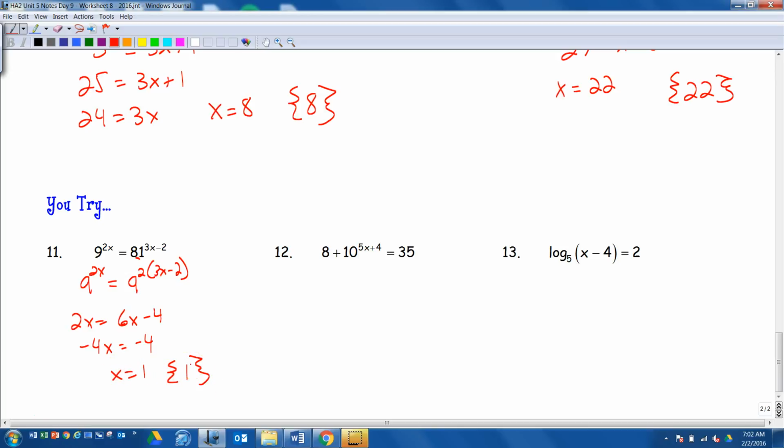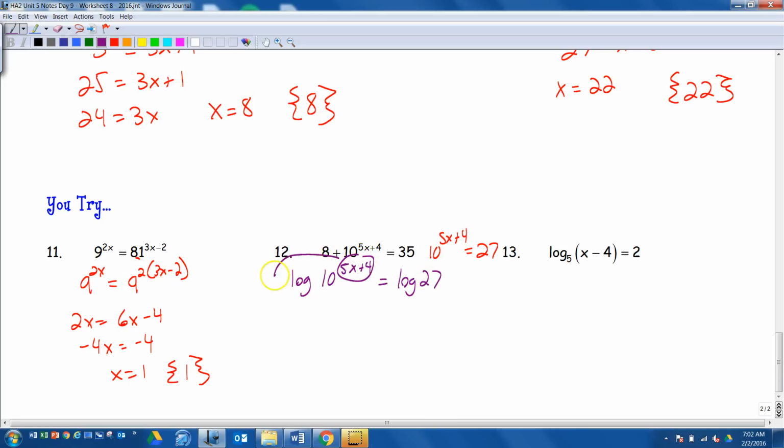Alright, so this problem here, I know I have to use logs because I can't get base 10 of these. So first thing I do is move this over, and I have 10 to the 5x plus 4 is equal to 35 minus 8, which is 27. So now I'm going to log both sides. And the reason why I'm using log base 10 is because I have a base 10. So it'll help me out later.